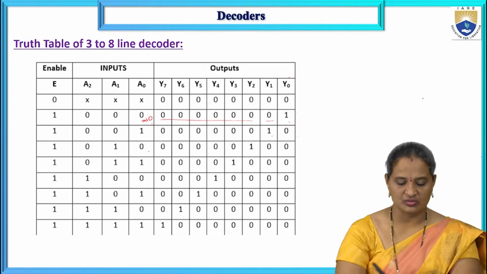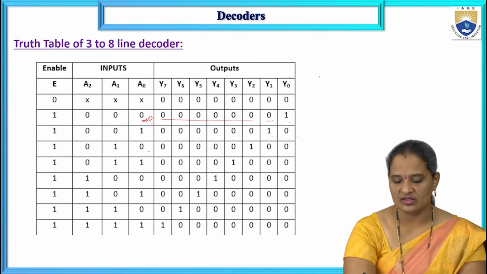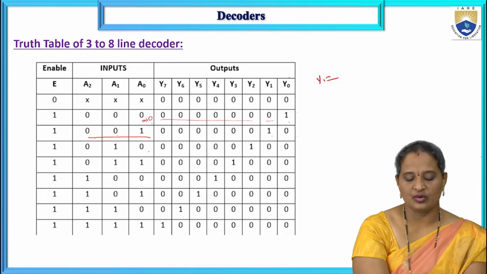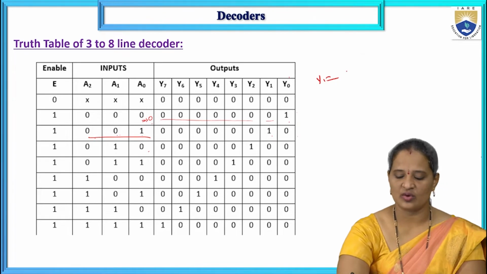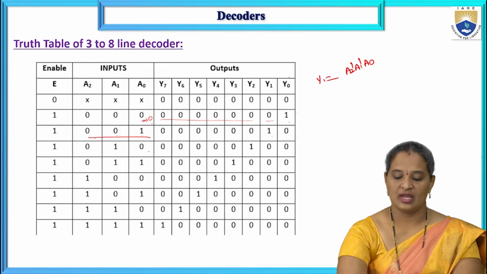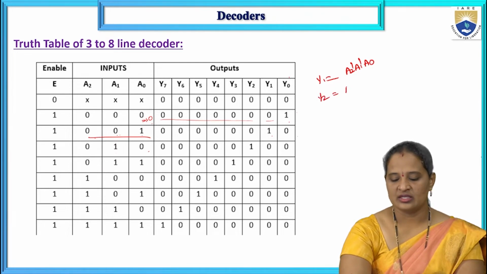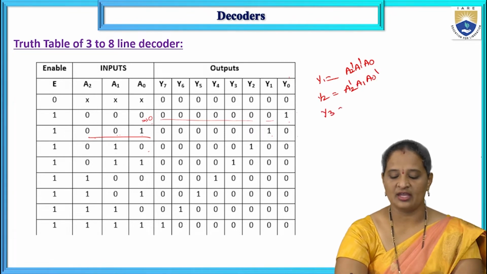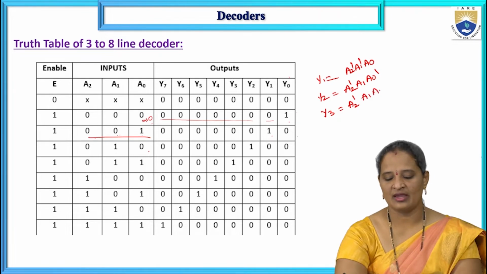And Y1. So go through the truth table. Y1 is equal to what? Y1 becomes 1 when A2 is 0, A1 is 0, A0 is 1. So A2 complement, A1 complement, A0. Similarly, Y2 is 0, 1, 0, so that is A2 complement, A1, A0 complement. And Y3, I can write as A2 complement, A1, A0.